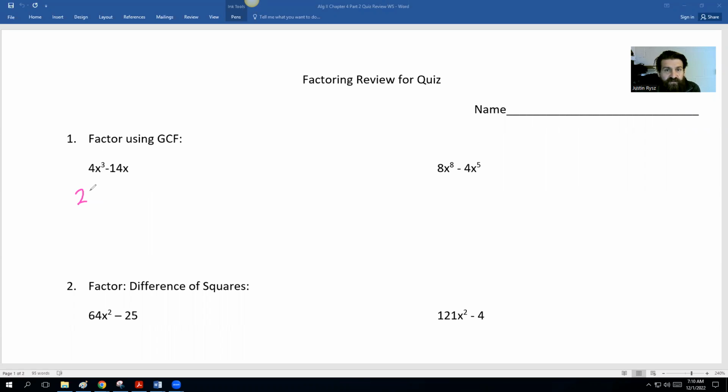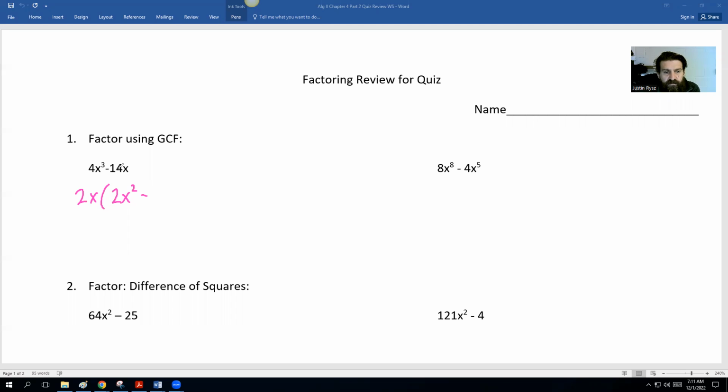Then we look to see if they have any variables in common. They both have an x, and they really only have one of each. One has 3, the other has 1, but 1 is the most we can take away from both of them. All right, so next we divide. 4 divided by 2 is 2, and then we lower the x by 1, so x cubed becomes x squared.